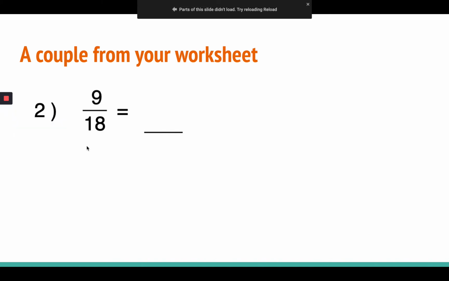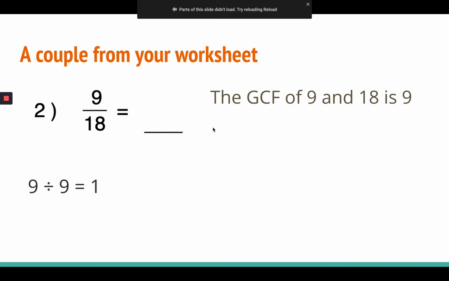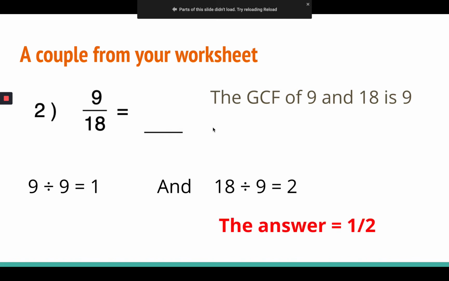So we went back a slide. I was having a problem with my PowerPoint. Question number 2, we'll do last example. You have 9/18. Greatest common factor of 9 and 18 is 9. 9 divided by 9 is 1. And 18 divided by 9 is 2. The answer is 1/2.